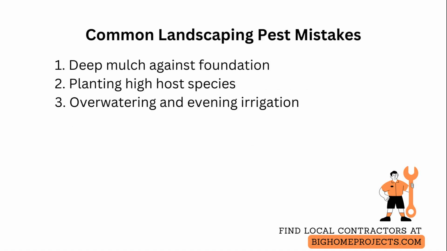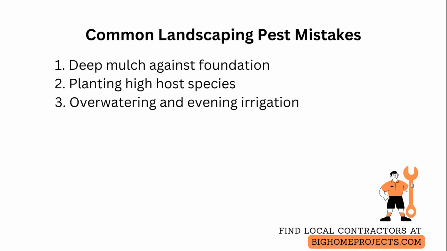A common mistake is laying deep organic mulch right up against the foundation because it provides shelter and moisture that invite pests. Fix this by trimming mulch back to create a dry, non-mulched band and replace with inorganic material if needed. People often select attractive but high-host plants that draw pests and then try to manage outbreaks with broad spraying.